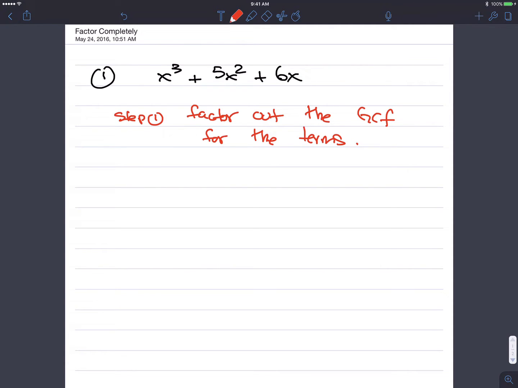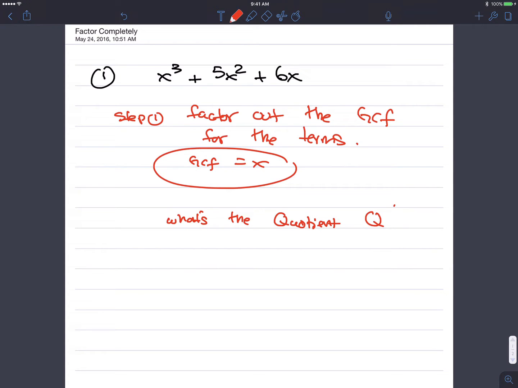Okay, so here's our factor completely strategy. Now, what's the greatest common factor of these three terms? You got x cubed, right? You got 5x squared, and you got your 6x. So you're right. The GCF here is just x. Okay, so here's my greatest common factor. Now, remember, if my greatest common factor is x, what's the quotient? What's the quotient that we call Q?